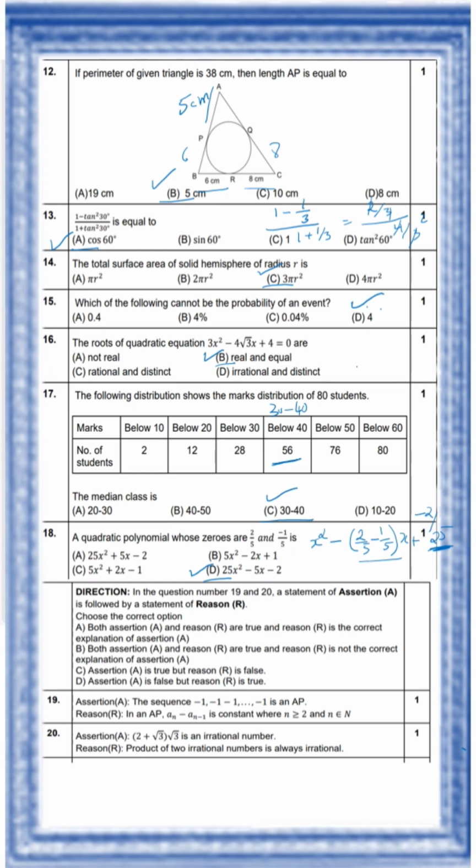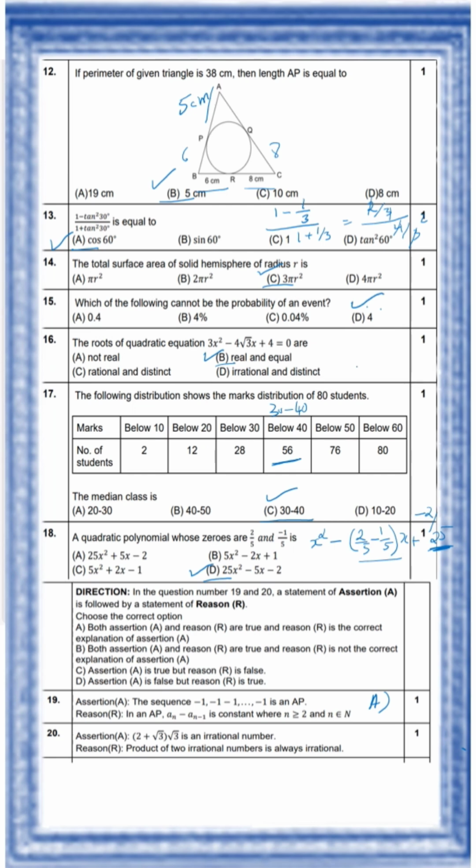Here 19th question. Direction has been given. You have to read all the things. Assertion A: the sequence negative of 1, negative of 1, negative of 1 till negative of 1 is AP. Yes, it is an AP. The reason R: a_n minus a_n minus 1 is constant, where n is greater than or equal to 2 and n belongs to natural number. Here both are correct. So option A, both assertion and reason are true, and the reason R is the correct explanation of assertion A. So option A is correct here.